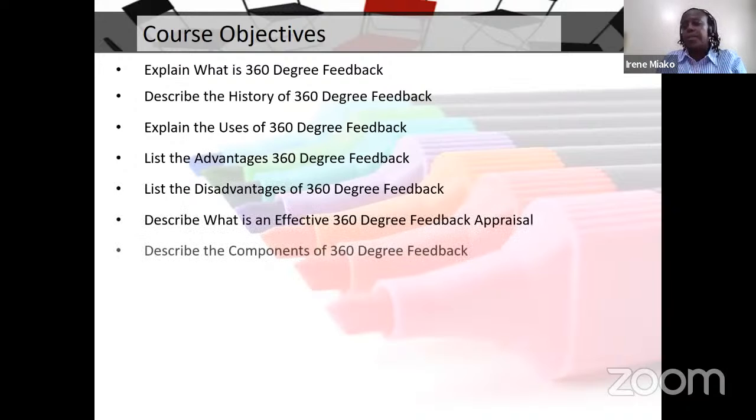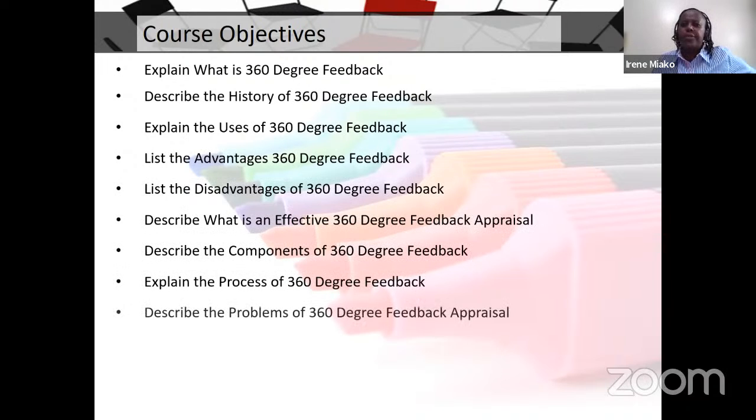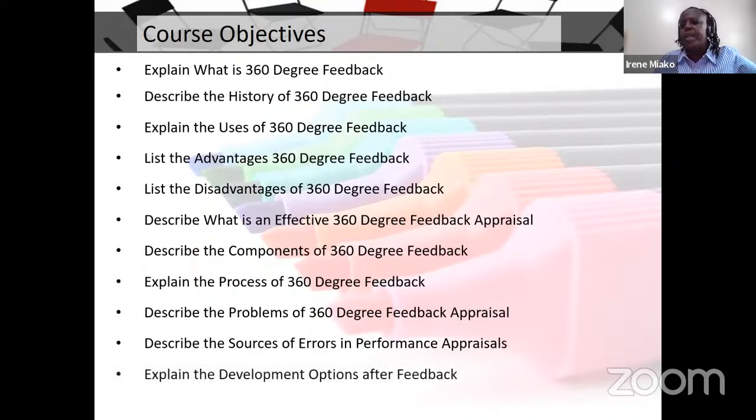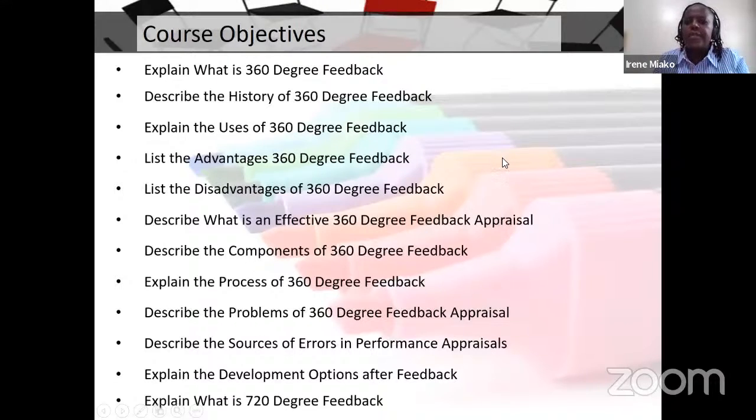The first is to explain what 360-degree feedback is all about. We need to understand the history. Where did it come from? And what are the uses of this 360-degree feedback? It's always good to know the advantages and the disadvantages of any tool that you're using. Then we'll also discuss what is an effective 360 feedback appraisal. What are the components that you require to have an effective appraisal?